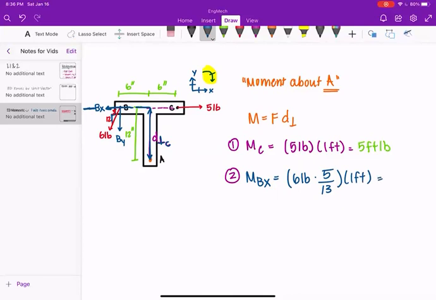But is it positive or negative? If I fix point A, so if I pin point A down and pull the left side of the T to the left, that T is going to fall to the left or counterclockwise, which according to my convention up here should be negative. So that's going to be negative, whatever number that is, foot-pounds.